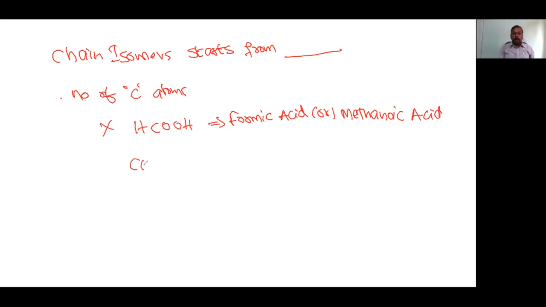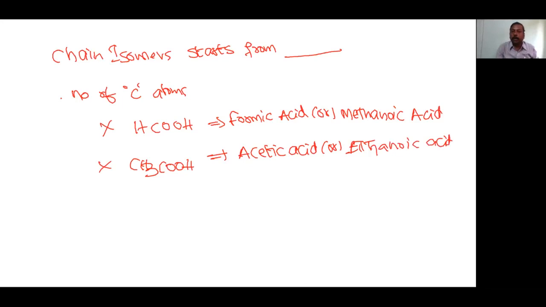Then another acid will be CH3COOH. This also does not show. Its commercial name will be acetic acid. Otherwise, its IUPAC name will be ethanoic acid. Is that clear?